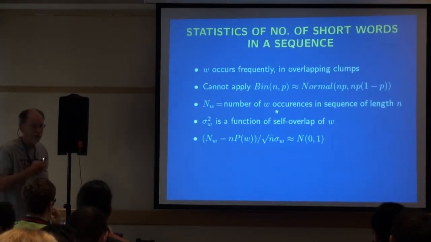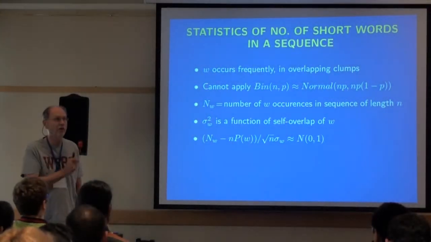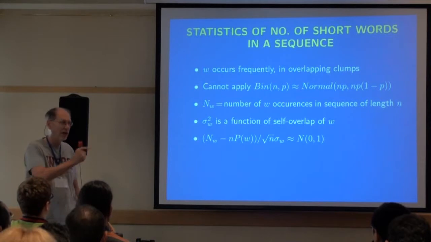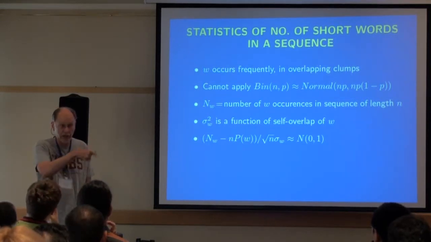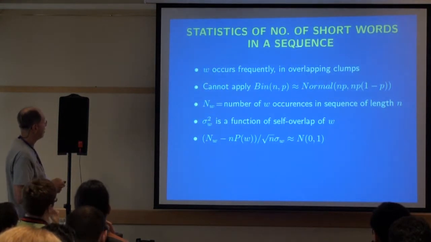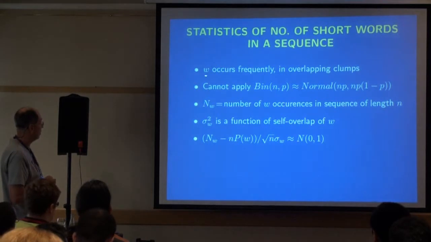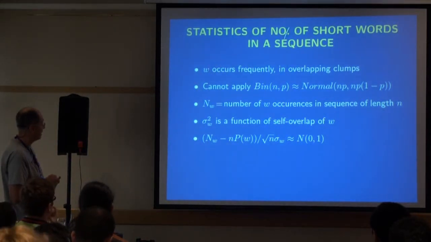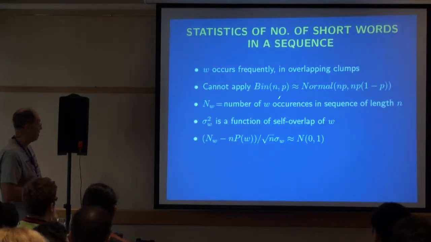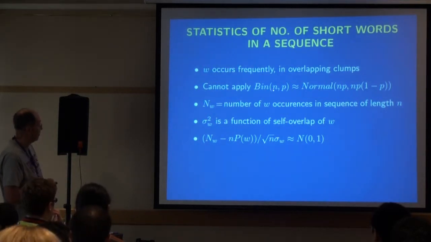I'm going to be talking about a sequence and its 4-letter word count: the quadruple A's, AAAT, and so on, all 4 to the K K-letter words. So what about the statistics of short words in a longer sequence? The words occur fairly frequently under this scheme. Depending on the word, they can be overlapping or not overlapping. And you can't just apply the usual approach to the number of times W occurs in a sequence.